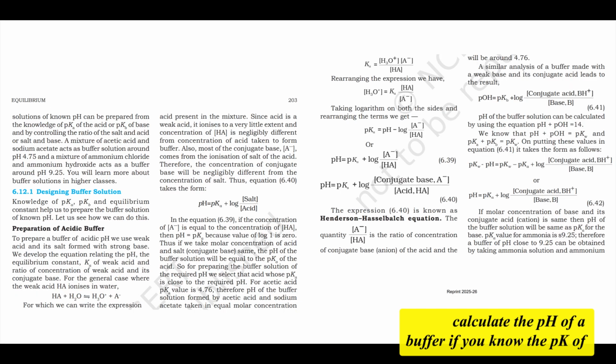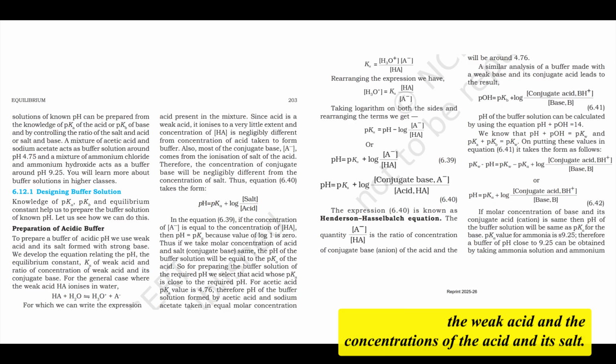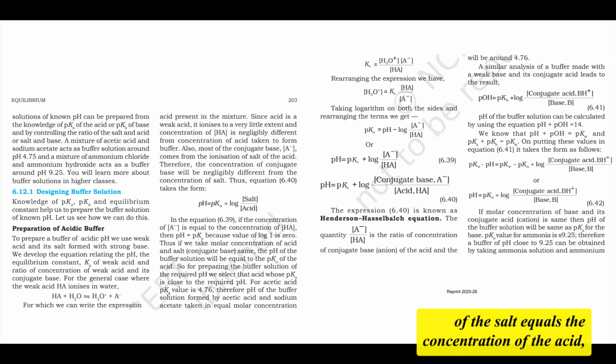It allows you to calculate the pH of a buffer if you know the pKa of the weak acid and the concentrations of the acid and its salt. Notice a key point. If the concentration of the salt equals the concentration of the acid, then salt to acid equals 1 and log 1 equals 0. In this case, pH equals pKa.